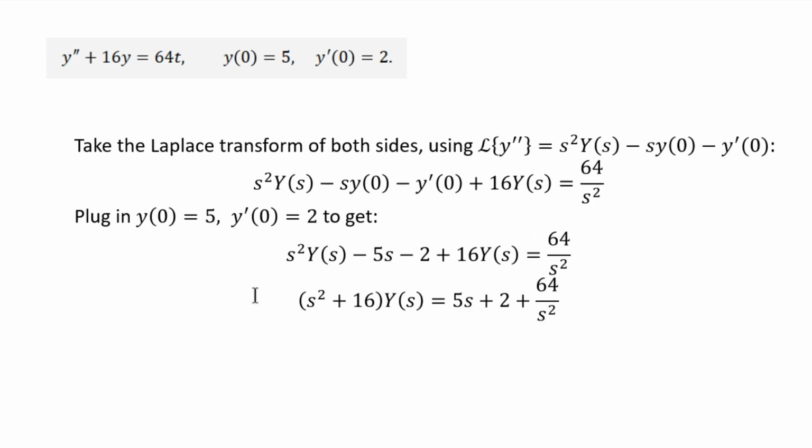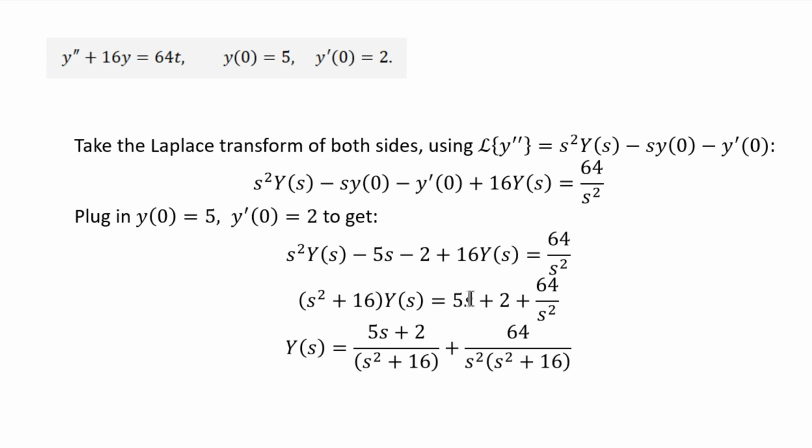Now, the first stage is to solve for capital Y of s. So we divide by s squared plus 16, and the first term will be divided by s squared plus 16, whereas the second one will again be divided by s squared plus 16, and this is our capital Y of s. You feel like you've solved something at this point, but you really didn't, because the original question is for y of t, the lowercase y of t, not capital Y of s. So you have to figure out how to go back to y of t once you get this.